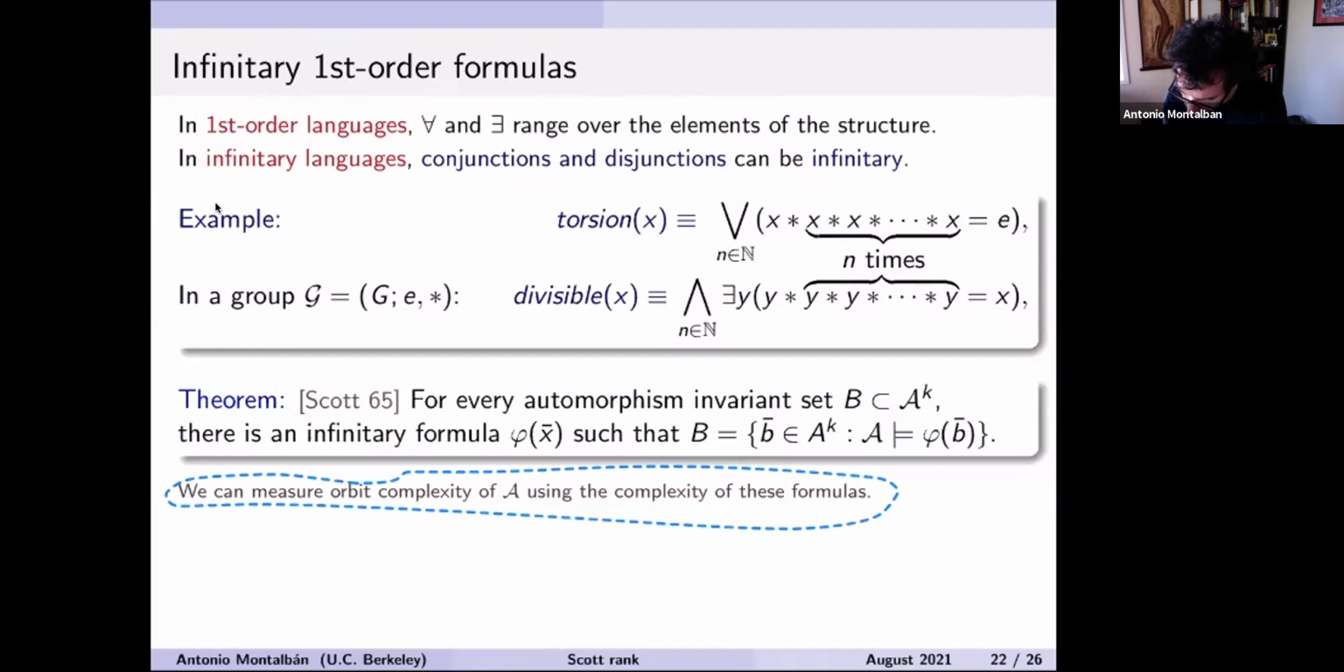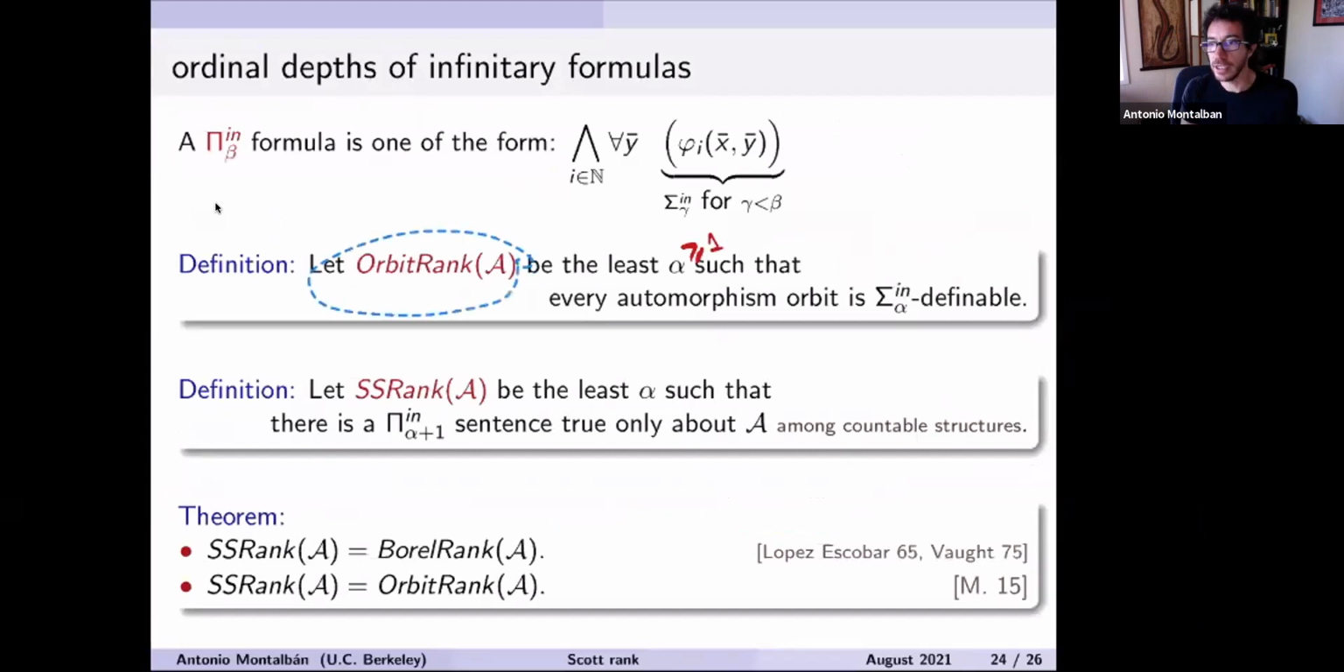Up here. Yeah, so the orbit rank of a structure A is the least alpha such that every automorphism orbit is sigma alpha definable. So now we just proved that every automorphism orbit is definable in L omega 1 omega. So there must be an alpha such that they are all sigma alpha definable. Let's take the supremum of the complexities of all the definitions, and that's your orbit rank. Notice that if all the automorphism orbits are sigma alpha definable, then the union of orbits are also sigma alpha definable because we're taking disjunctions.